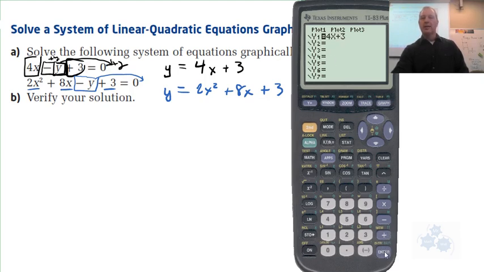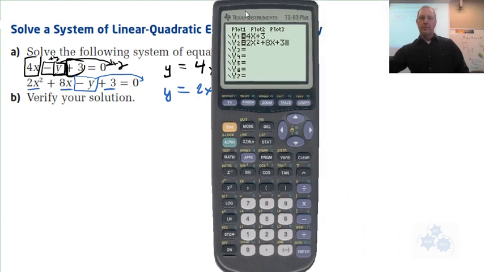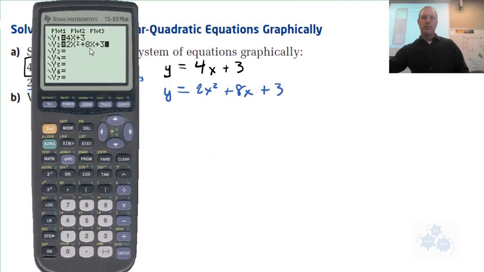We'll go down to the next line and type in this quadratic. Note that the first one is a straight line and the second one is a quadratic. So 2x squared plus 8x plus 3. Okay, you guys all right with that? Everybody see that? Then you hit graph. And if the origin is not right in the middle of the screen, hit zoom 6, and then you should get something looking like this.